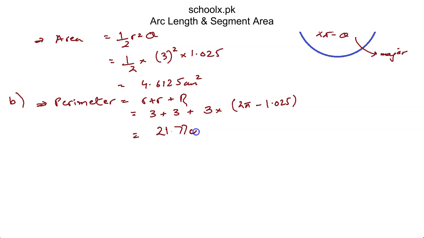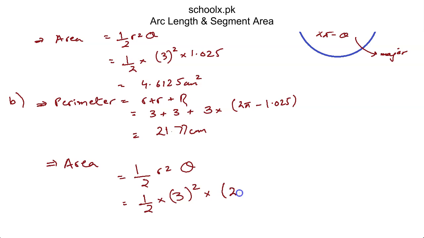21.77 squared. Not squared, just centimeters, okay? Because the square term is used for area. Because in area the lengths are multiplied, here the lengths are only added, right? So the units remain single. For area, we'll have 1 by 2 r squared theta. R is 3 again, but theta is 2π subtracted from 1.025. Our answer is 97.965 centimeters squared.